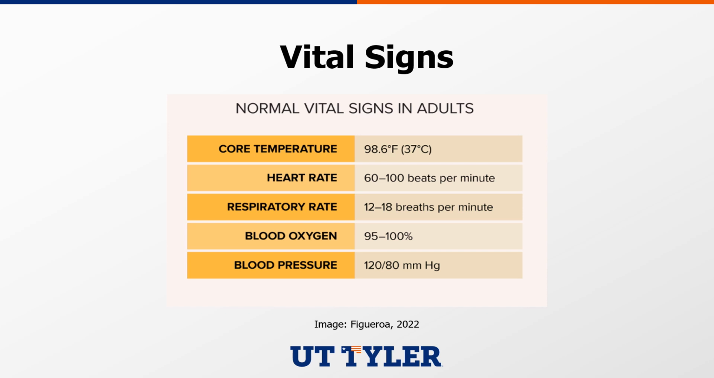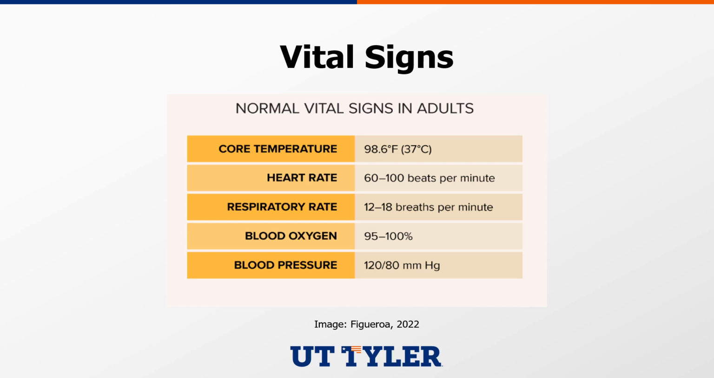Also, it'll be 1 degree lower if you're taking an axillary temperature and 1 degree higher if you're taking a rectal temperature. So 97.6 axillary and 99.6 rectally is the same thing as 98.6 orally. Heart rate should be between 60 and 100. Respiratory rate should be 12 to 18 breaths. Might be faster if the patient is in pain or has a fever or is working to breathe.